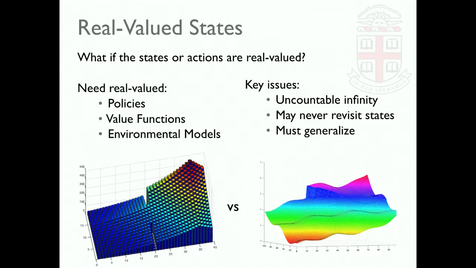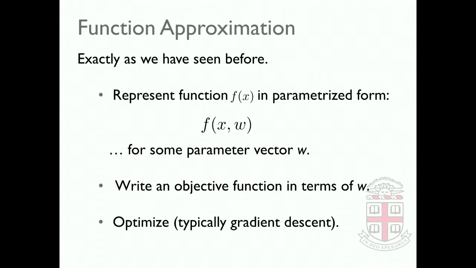So how do we do this? How do we think about representing these real valued functions and learning using them? It's exactly as we've seen before, which is to say that you are going to represent some function, could be a value function, it could be a model, could be a policy, f of x, as a parameterized thing. So f is a function of x, which in our case could be states or actions or whatever, depending on what we want to learn. It's going to have some parameter vector w.